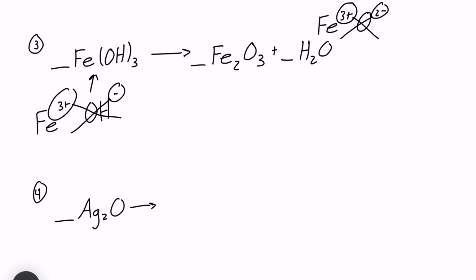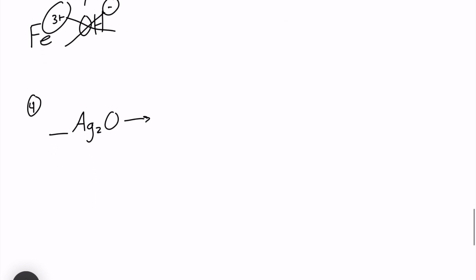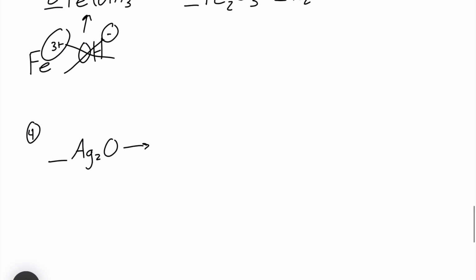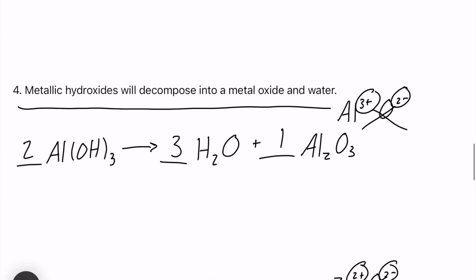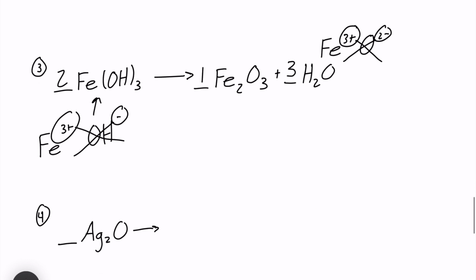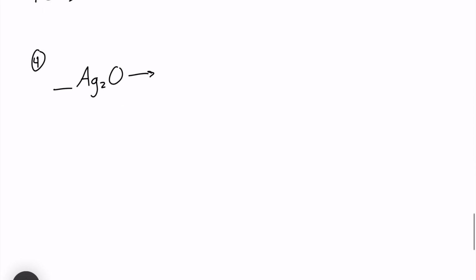Let's go ahead and balance that really quickly. So we have a 2, and we have a 1. Let's try a 3 there, and that, I believe, looks good. Let's move on to our very last one. So we have silver oxide or Ag2O, and let's see if a rule applies to this one. So we have binary compounds decompose into their respective elements.